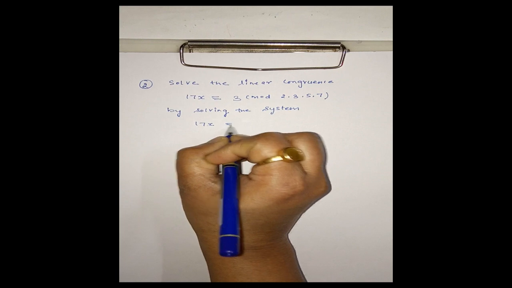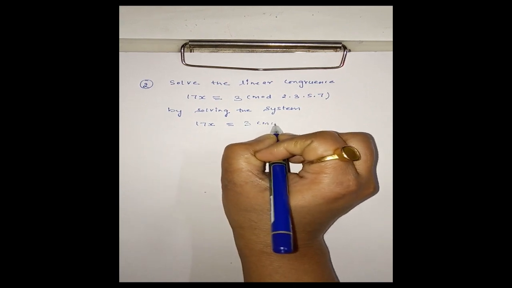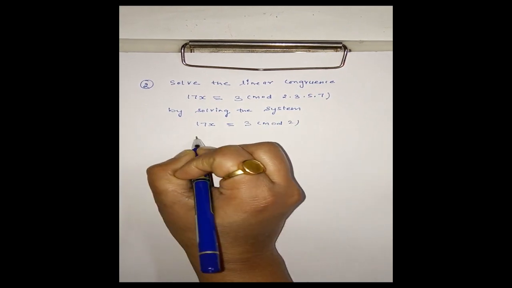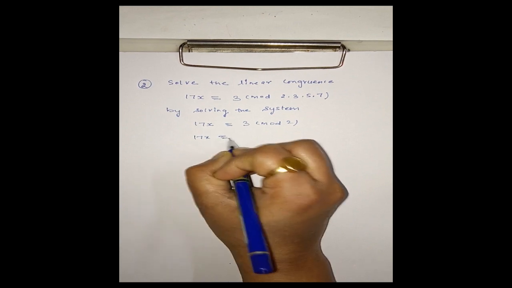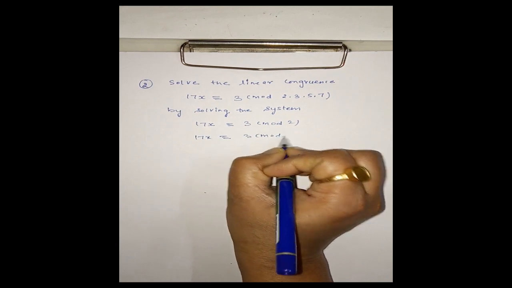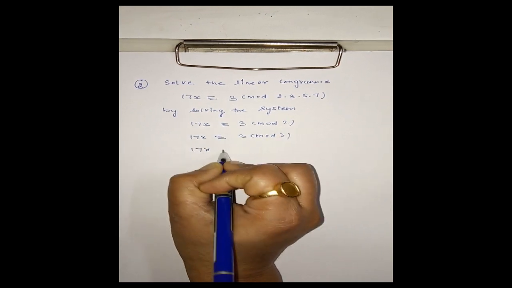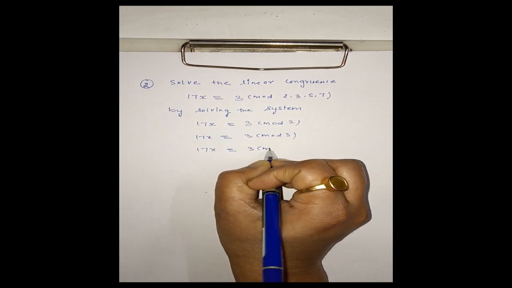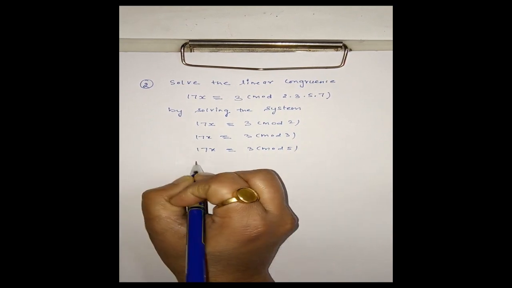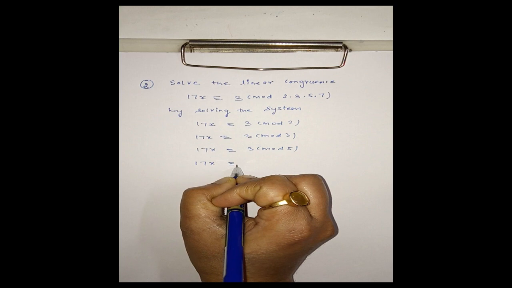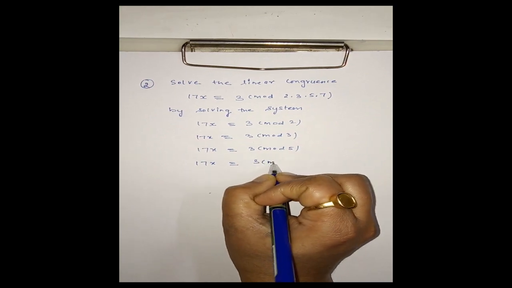17x is congruent to 3 modulo 2. 17x is congruent to 3 modulo 3. 17x is congruent to 3 modulo 5. 17x is congruent to 3 modulo 7.